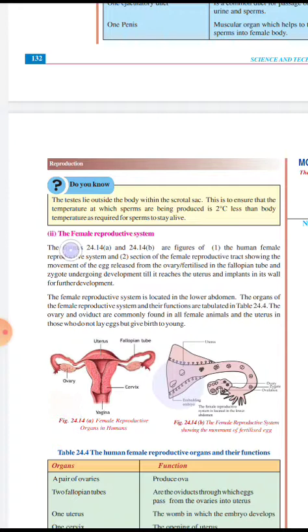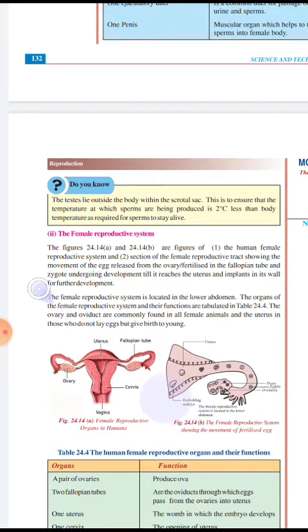The next one is the female reproductive system. In the first diagram is the human female reproductive system, and this one is the section of a female reproductive tract. It shows the movement of the egg once it is released from the ovary, and what happens if it is fertilized in the fallopian tube, and then the zygote undergoes development till it reaches the uterus. The uterus is where the baby grows, the fetus grows. The female reproductive system is located in the lower abdomen, and in the table they have given the different organs and their functions.